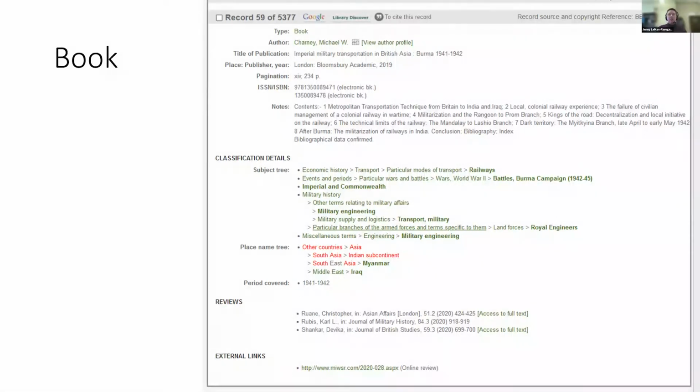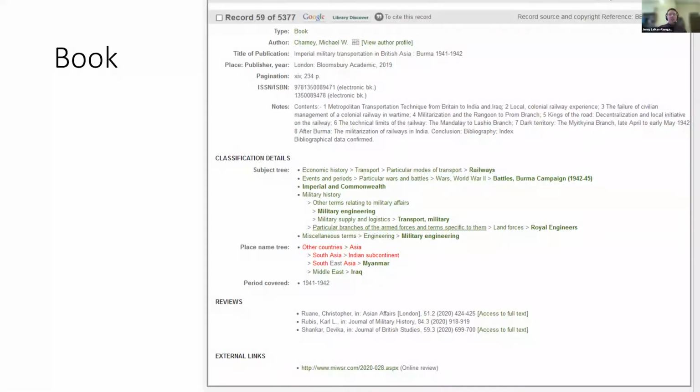This is really helpful if you're conducting an historiographical analysis of that particular work or that particular author, but it may also provide other journal titles that you may not have come across before in your research. So it's a good way of expanding your research that way.